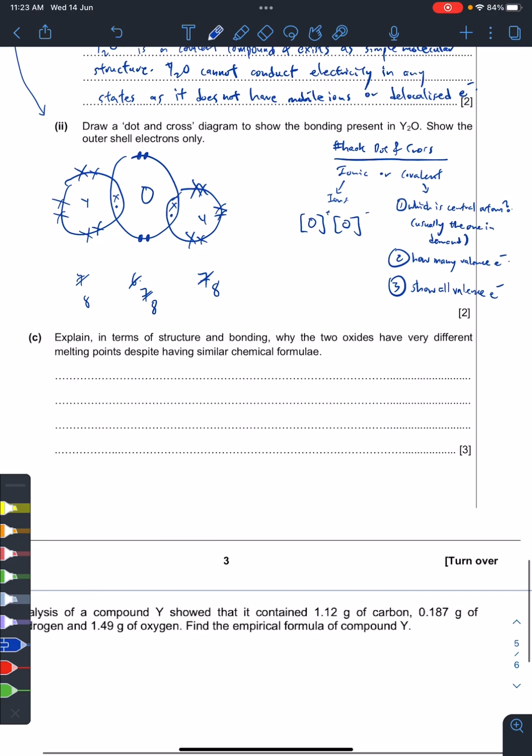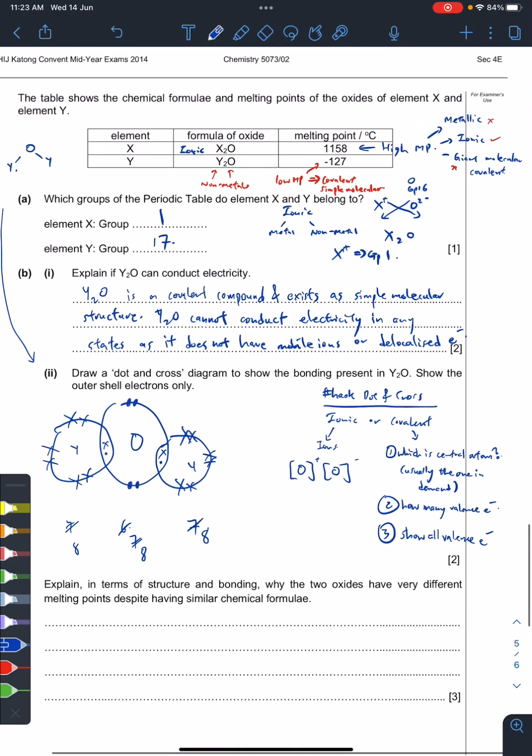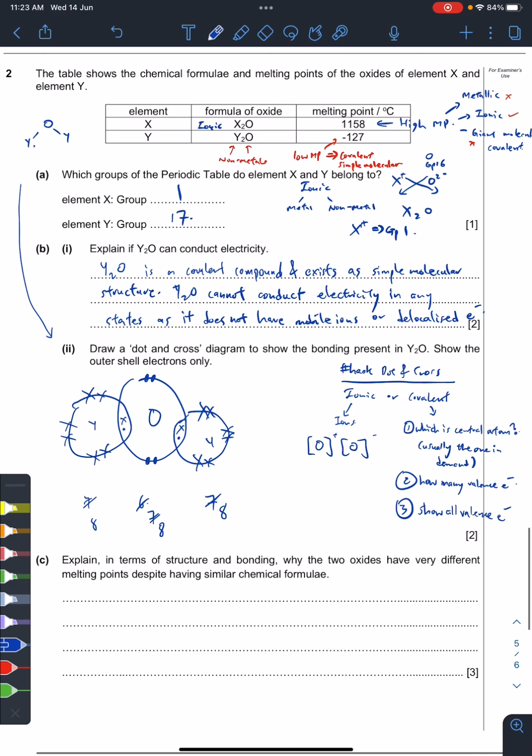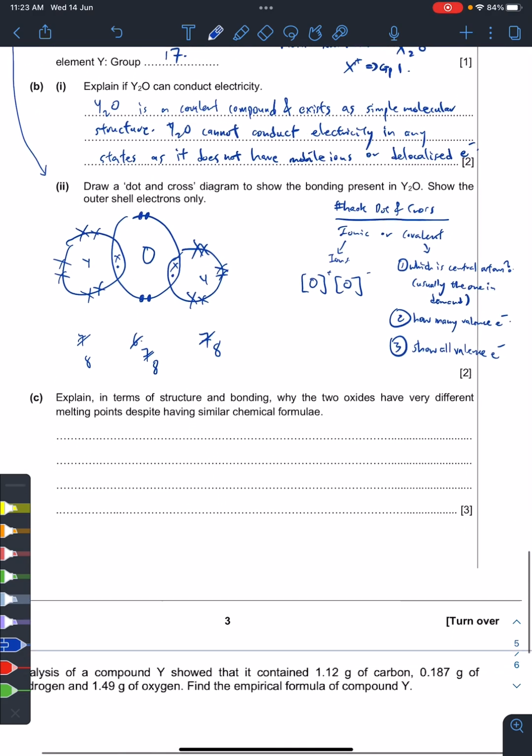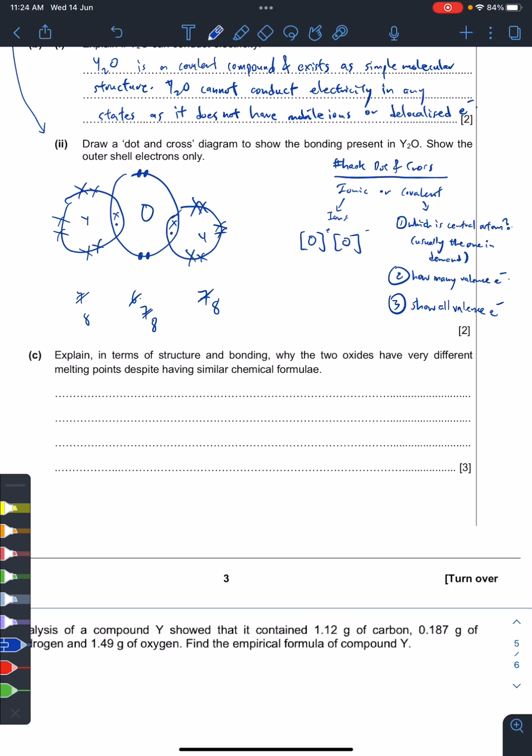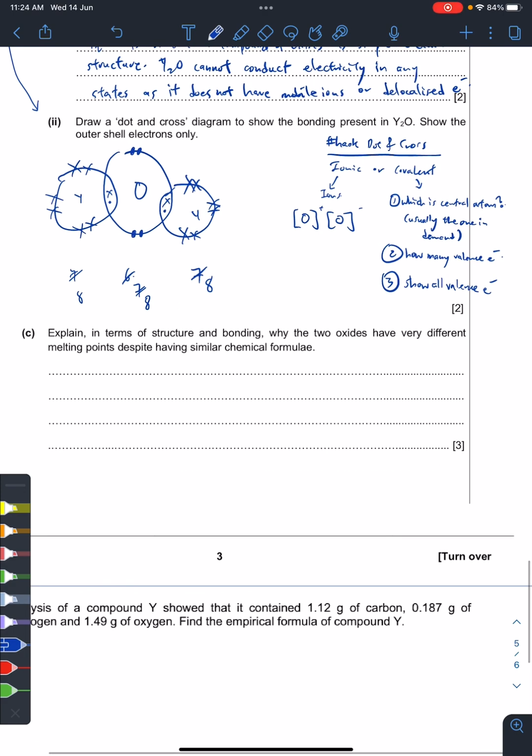So this question is basically a standard question for bonding. Dot and cross, conduct electricity, melting boiling point. You see for yourself here, standard. So it's a melting boiling point question. Cool. Okay, let's go.